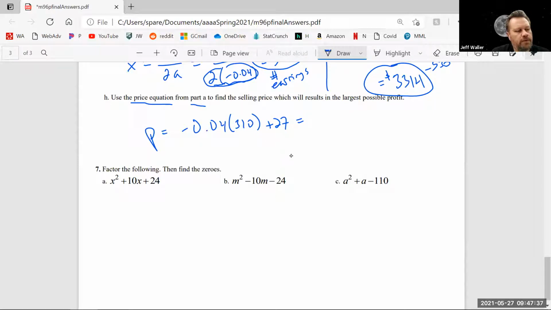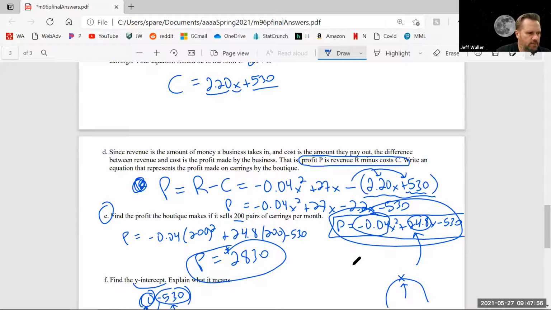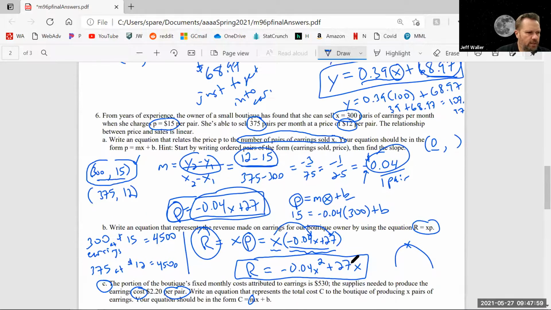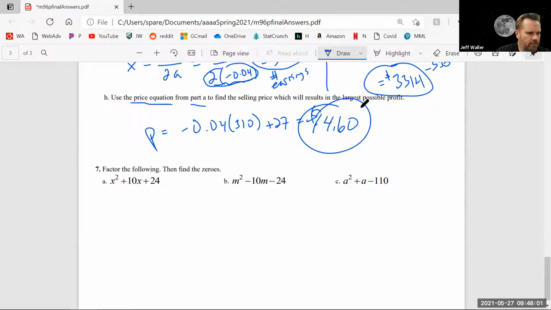4.4, I think it's 14.6, 1460. That's what I got. $14.60. Man, that seems pricey. Is that? I don't know. Maybe some really nice earrings. I guess it depends on what kind of gems we put in there. That doesn't look right. Let me make that look more like a 14. So that's the magic price point that should maximize my profit.